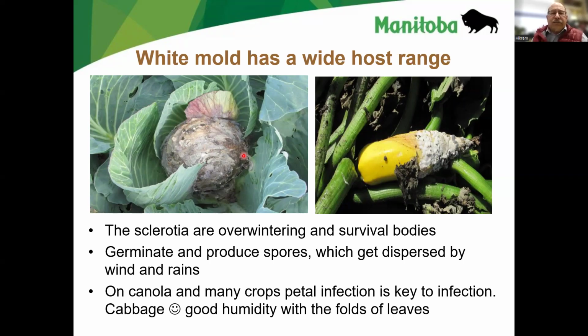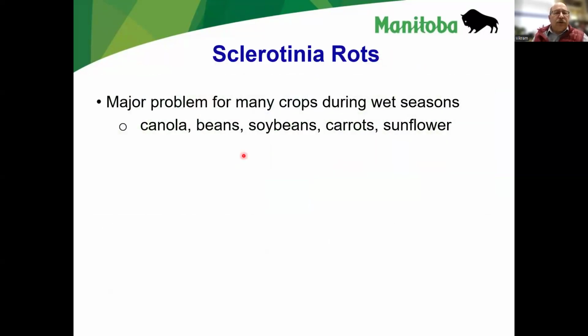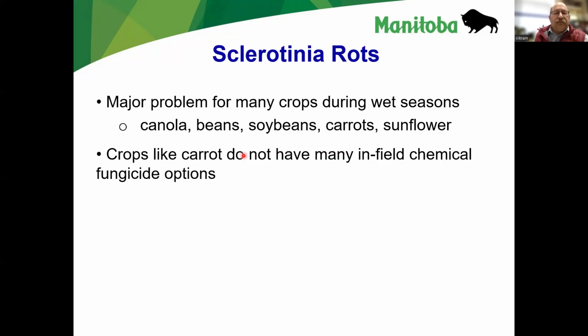And just talking about the major problems in many crops: canola, beans, soybeans, carrots, and sunflower. So many of you must have seen or actually used fungicides to control diseases in those. Now, carrots do not have many in-field chemical fungicide options currently. Biofungicides, Contans is used and Serenade is used, but their efficacy is not very great.